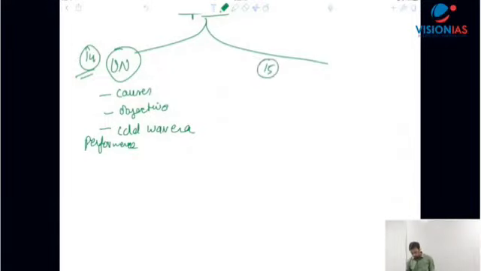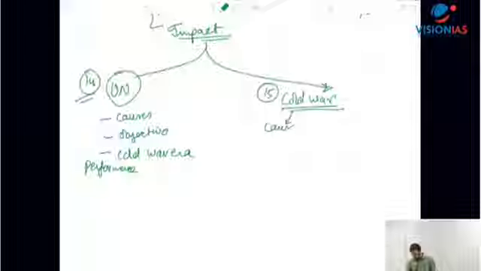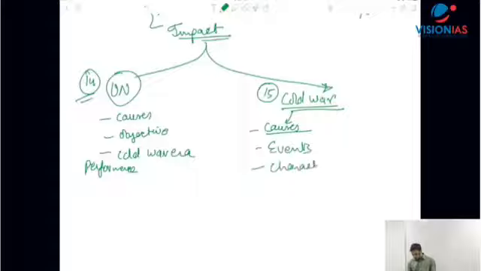Also, another topic in terms of impact is the Cold War itself, right? The Cold War began as a result of differences that had crept in during World War II and had been there even before World War II. So again, the causes of the Cold War, the major events of the Cold War, the characteristics of the Cold War, all of them are important.